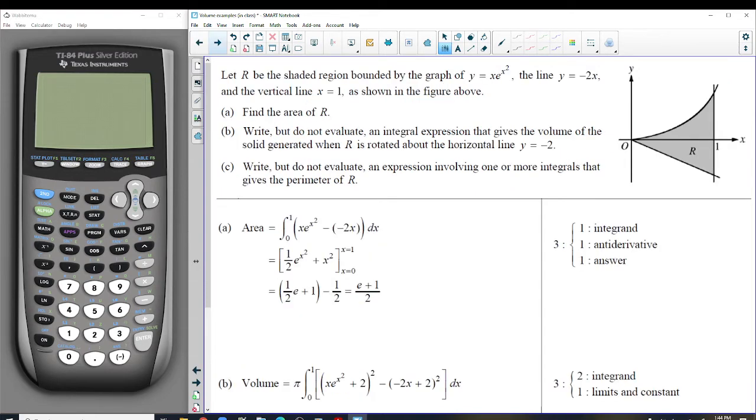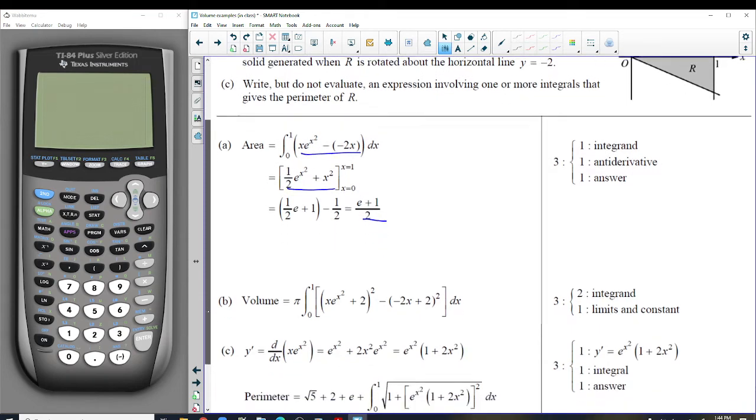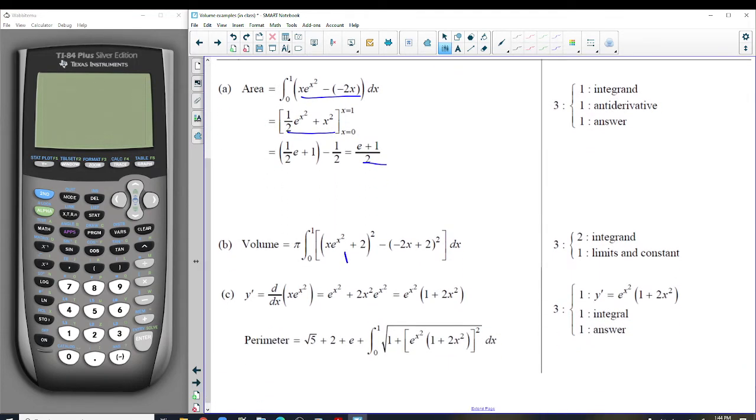1 for the integrand, that's getting this correct. 1 for the antiderivative, that's getting this correct. And then 1 for the answer. So pretty straightforward on that one. 2 for the integrand, I would go 1 here and 1 here. 1 for the limits and the constant. In other words, that right there. So that'd be 1 point.